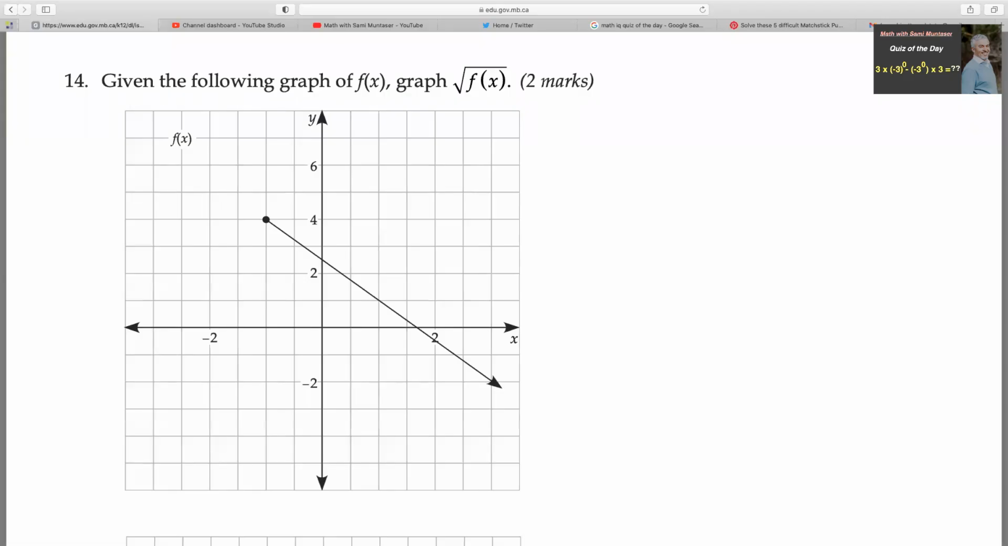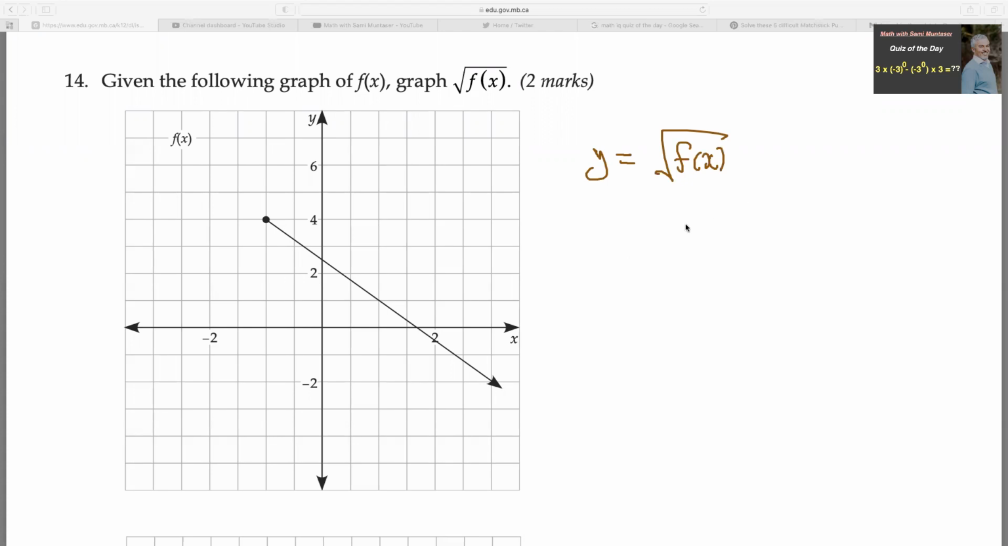Here's another question. They gave me the function f of x. That's how the graph looks, and they want me to graph the square root of f of x. So remember, when you are graphing y equals the square root of f of x, anything below the x-axis, you cannot do. So the first thing you do, you get rid of all of this. Why? Because the square root means we're square rooting the y value. And if you notice, all the y values here are negative, and you cannot square root negative numbers. So everything underneath there is gone.